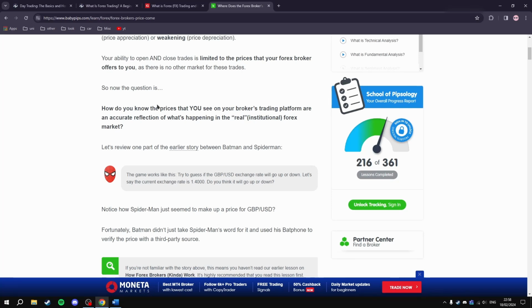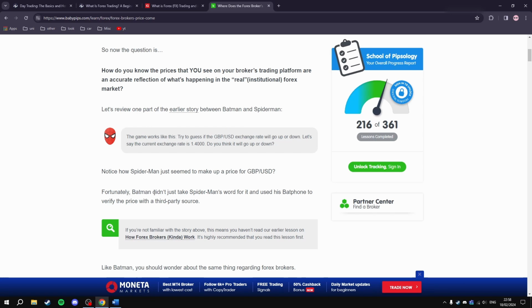Let's review one part of the earlier story between Batman and Spider-Man. The game works like this. Try to guess if the GBP USD exchange rate will go up or down. Let's say the current exchange rate is 1.4. Do you think it will go up or down? Notice how Spider-Man just seems to make up a price for GBP USD.